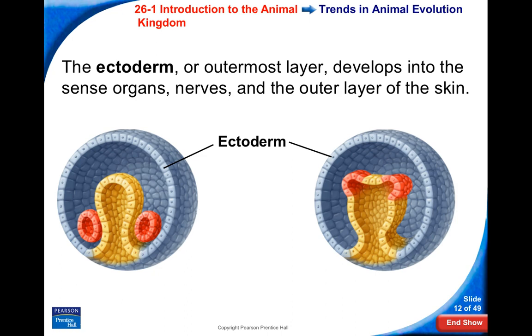Then the ectoderm, or the outermost layer, is what we see in blue, and it makes sense that it's called the ectoderm because it's the outermost layer. Okay, so this develops into what will be sensory organs, so sight, smell, hearing, right? Nerves, which are going to pick up information from the external environment, okay? And then also the outer layer of the skin.